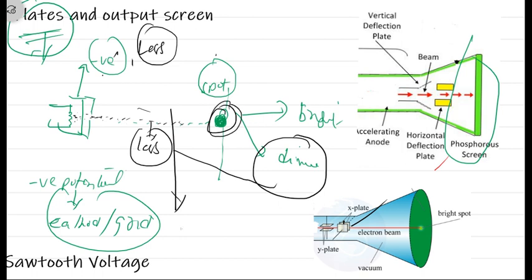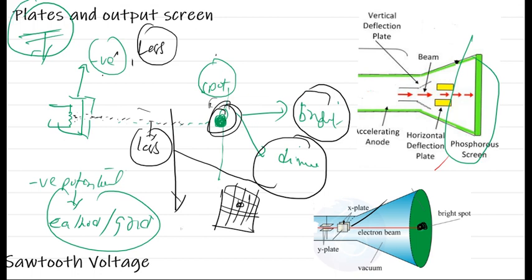So when more electrons reach the screen, what will happen? We will succeed to get the bright spark. Where? At the center. If this is the grid, then at the center we will get a spot, like over here. Just see, this is the spot at the center. So this will be brighter. If the negative potential is less, it will be brighter.